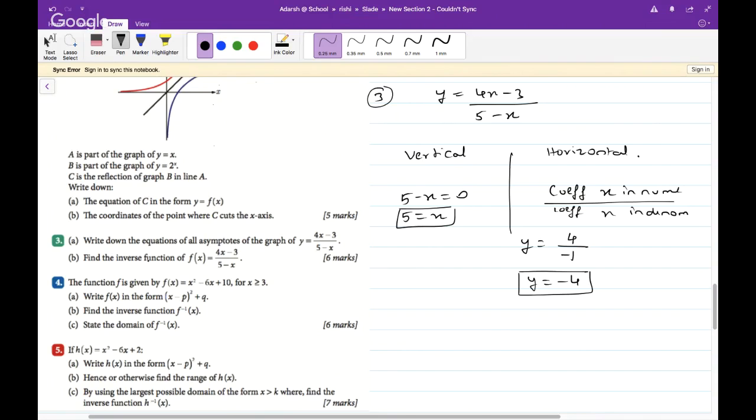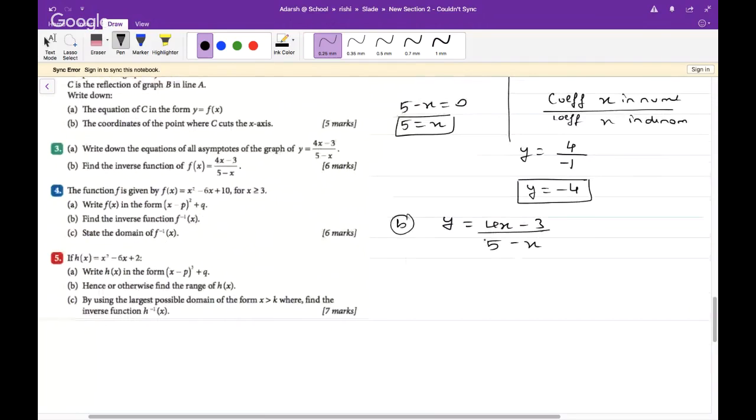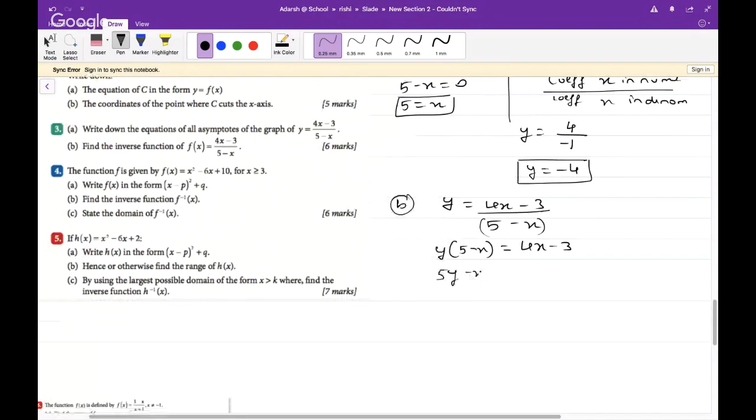Next, find the inverse function. Now take this as y. Now this entire thing you have to make subject to x, so this entire thing will go here. So y into bracket 5 minus x equals 4x minus 3. So 5y minus xy equals 4x minus 3. So take this here, take this here.